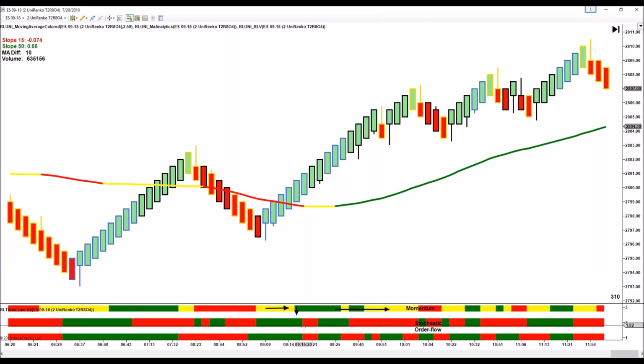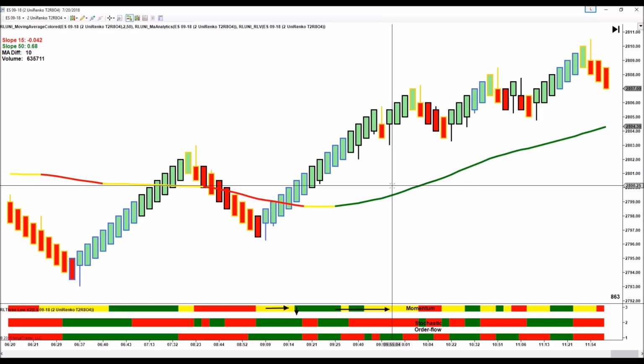Now here stochastic and order flow went red, and you can see both these candles went black. And you can see here you had a long period of black, stochastic intermittent here. And the candles, you can see, are changing color.